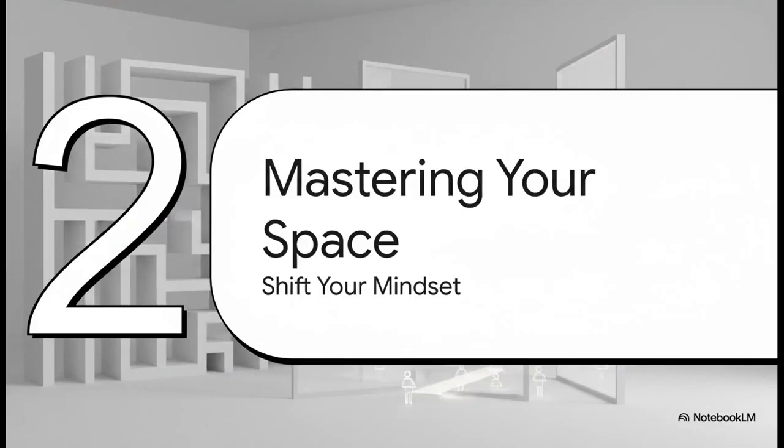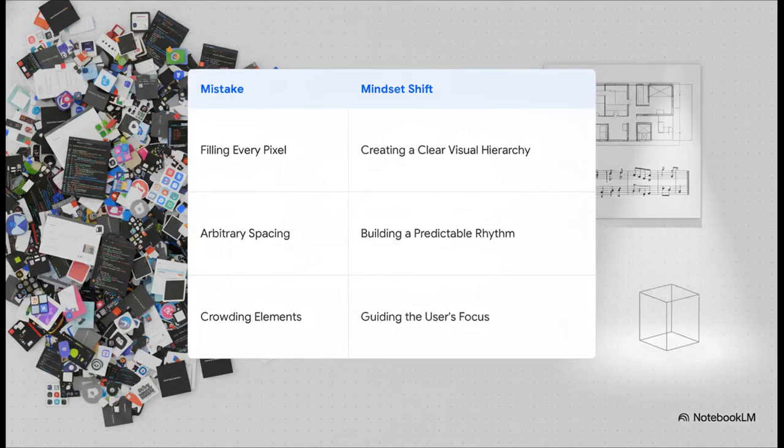So when it comes right down to it, getting good at whitespace is really about a massive shift in how you think. You're not just a decorator filling a blank canvas anymore. You're an architect, and you're carefully shaping an entire environment for your user. So that means instead of freaking out about filling every single pixel, your new job is to create a clear visual hierarchy. Instead of just picking random spacing values, you're building a consistent, predictable rhythm. And instead of just cramming things together, you're strategically using empty space to guide the user's eye exactly where you want it to go. See, you're an architect of information, not just a painter.